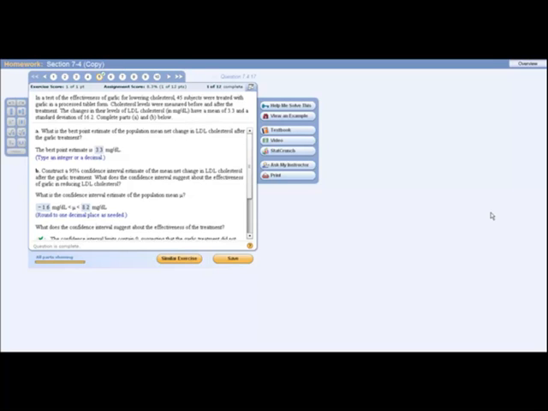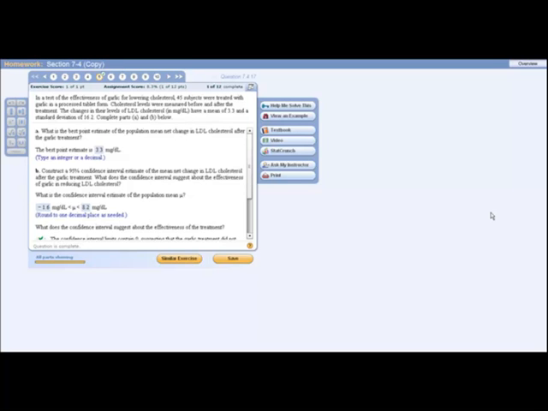In a test of effectiveness of garlic for lowering cholesterol, 45 subjects were treated with garlic in a processed tablet form. Cholesterol levels were measured before and after the treatment. The changes in their levels of LDL cholesterol have a mean of 3.3 and a standard deviation of 16.2. Complete parts A and B below.